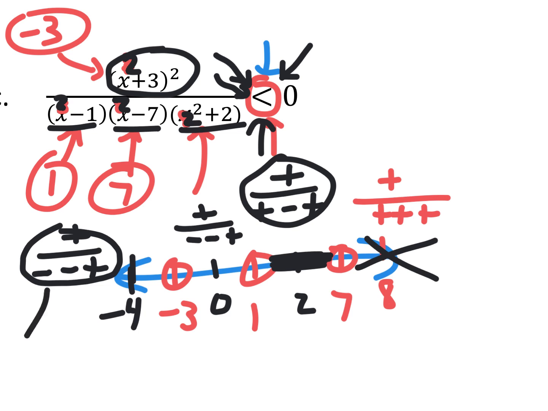Double checking it. Yeah, those two are negative when I put in -4. So yeah, this one's going to come out positive, which is not less than 0, so it doesn't work there either. So the only spot it worked was between 1 and 7. So that's an example of writing your answer in interval notation.